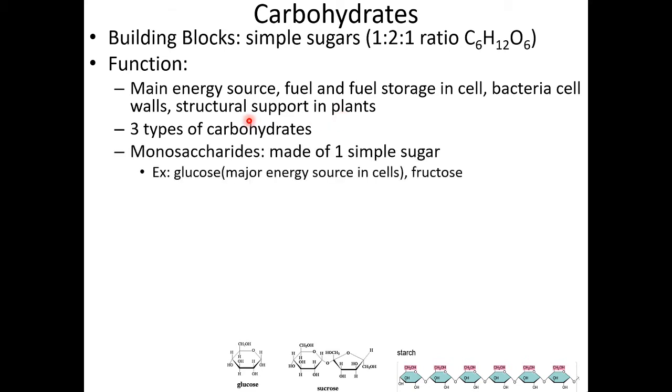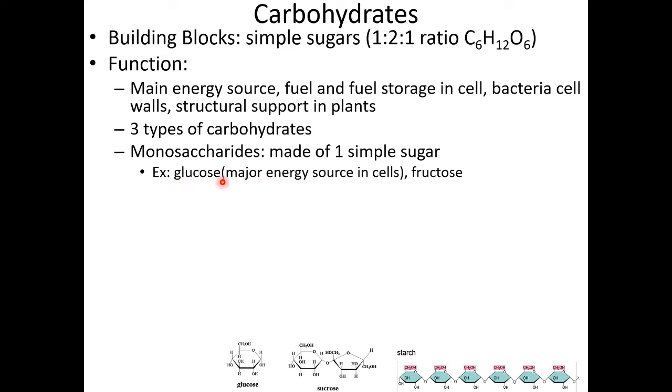Okay. And we have three types that we look at. We have monosaccharides. Saccharide is a Latin or Greek word for sweet tasting. So we have one sweet tasting, a monosaccharide, made of one simple sugar or one sugar ring. Good examples of that are glucose and fructose, right? Your cells love to use glucose as an energy storage.